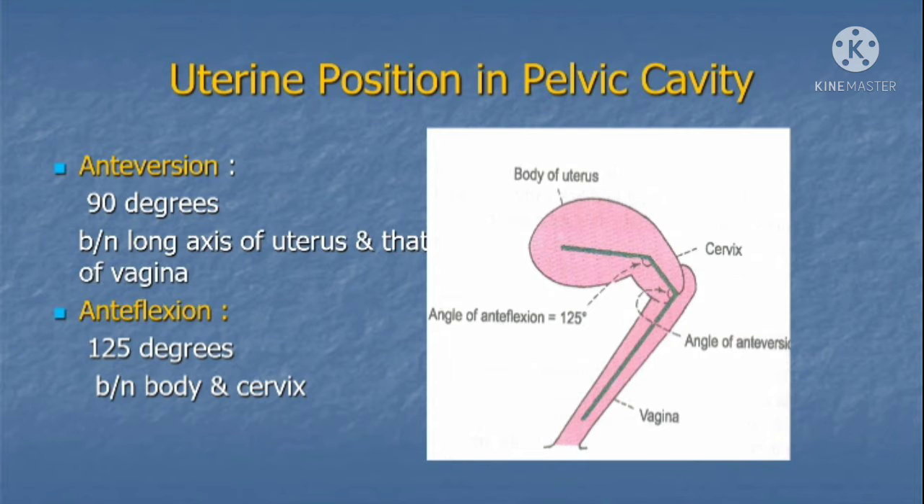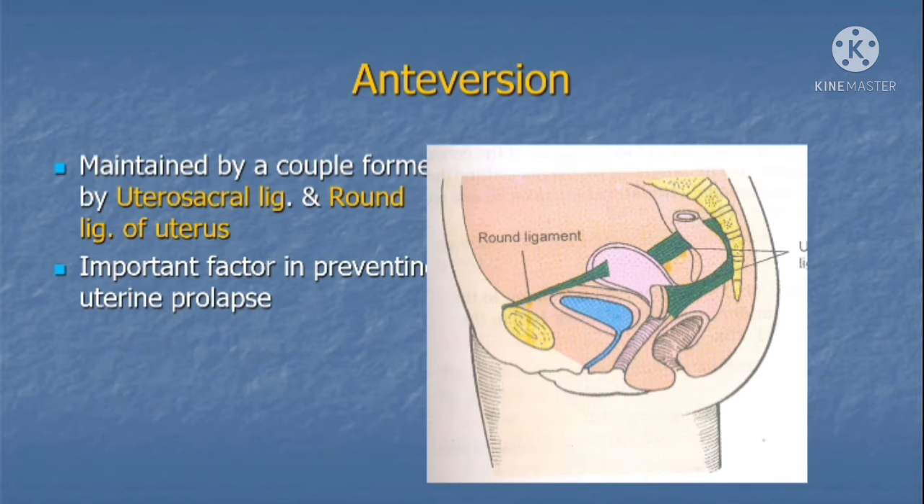The anteversion is nothing but the angle between the long axis of the uterus with the long axis of the vagina. It's about 90 degrees. The anteflexion is about 125 degrees between the long axis of the body and cervix. The anteversion is maintained by a couple of ligaments. They are called uterosacral ligament and the round ligament of the uterus. It helps to prevent the uterine prolapse.